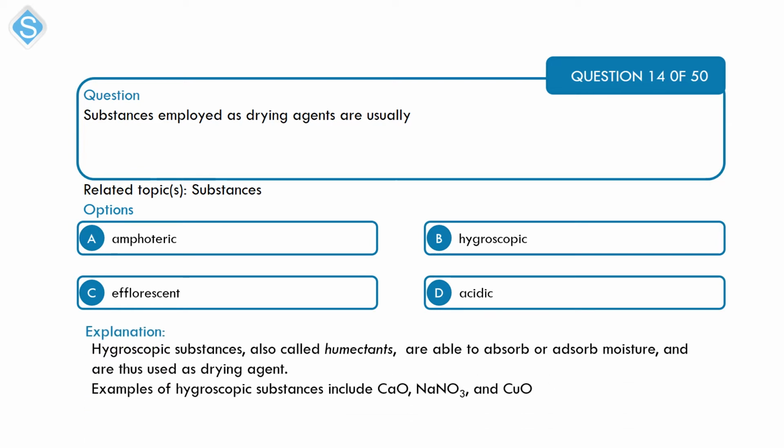Okay, so hygroscopic substances, also called humectants, are substances that are able to absorb moisture, and so they are used as drying agents. Examples include your calcium oxide, your sodium trioxonitrate, and your copper oxide. So you have option B as the correct option here, hygroscopic.